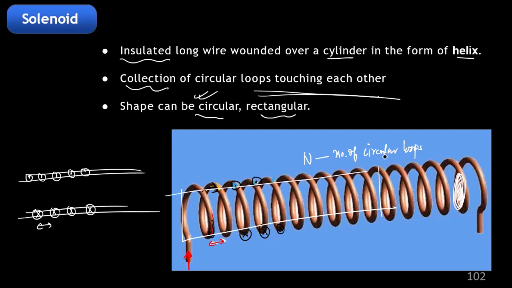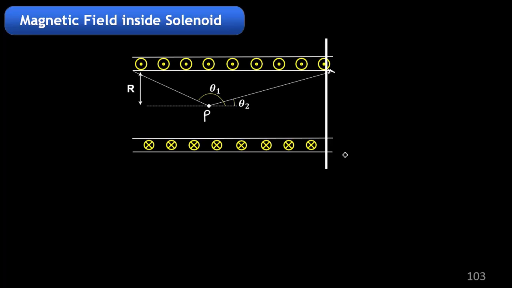Earlier I calculated one loop. Now I have to calculate the same situation for n number of loops, but in a different way. So this is the geometry that we want to follow. This is the cross section of the solenoid. I want to calculate the magnetic field due to the solenoid inside the solenoid. Let us say there is a point P. I want to calculate B at point P.